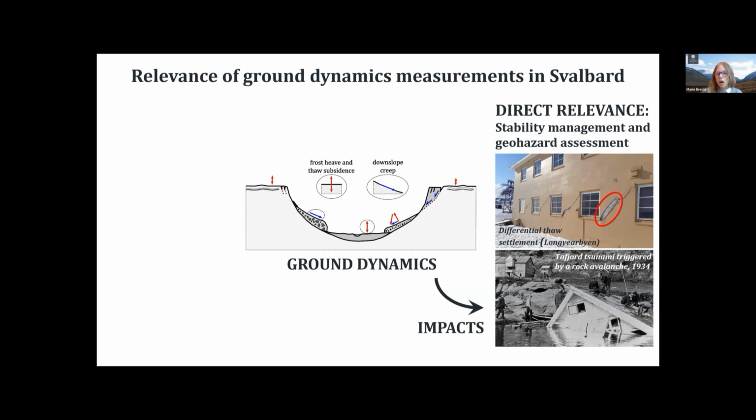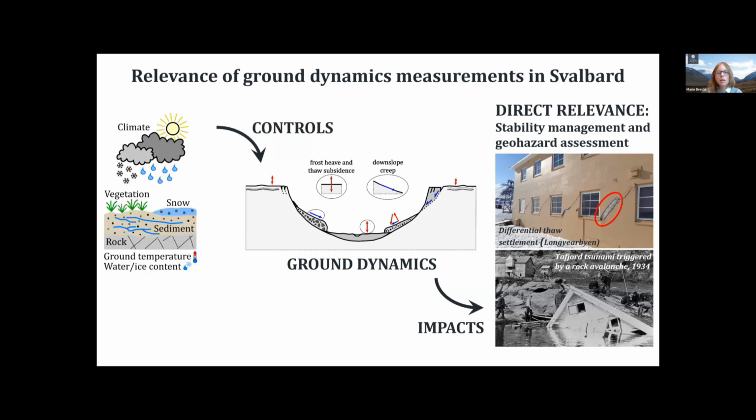Common for these processes is that they are controlled by climate, by temperature, by precipitation, ice content in the ground, and an indirect relevance of this is that the dynamics of the ground can tell us something about the environmental changes.